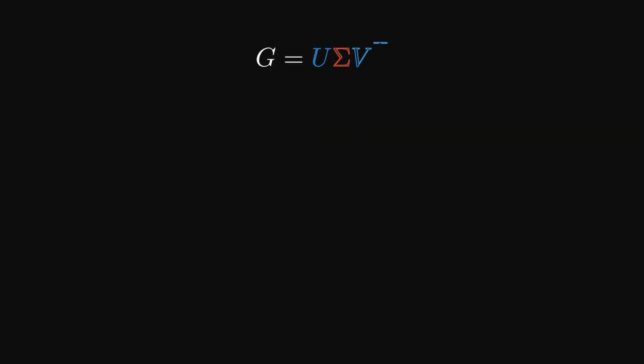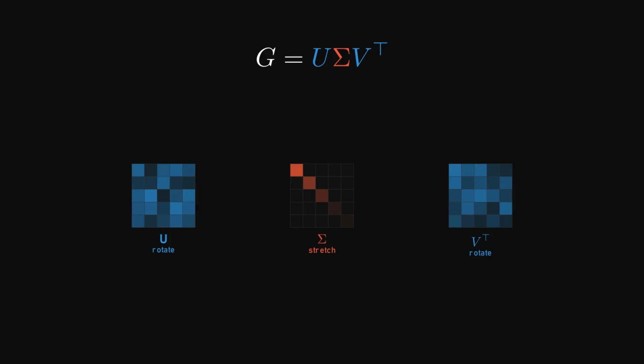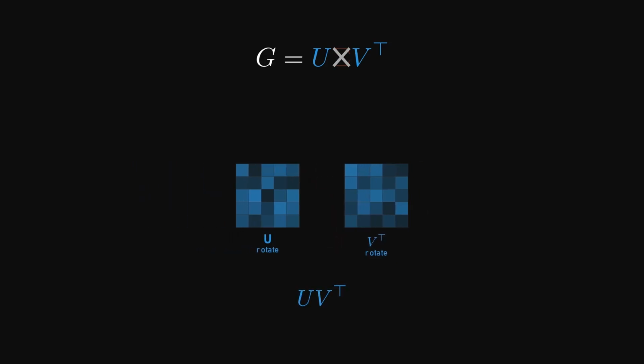The gradient does three things: rotate, stretch, rotate. The stretching is the villain. It's what makes some directions dominate and others vanish. The rotations are the useful part. They encode which directions to move in. So keep U and V transpose, delete sigma.